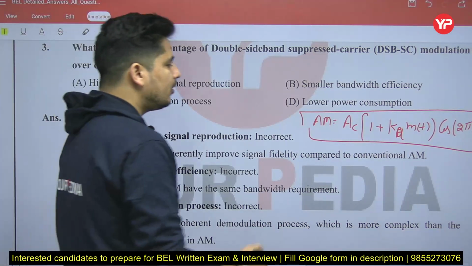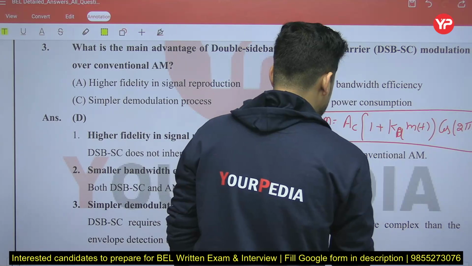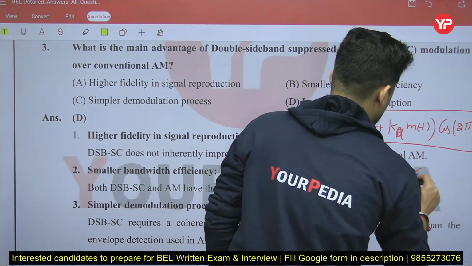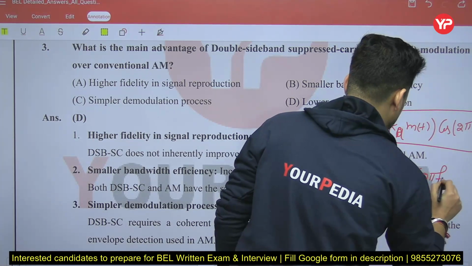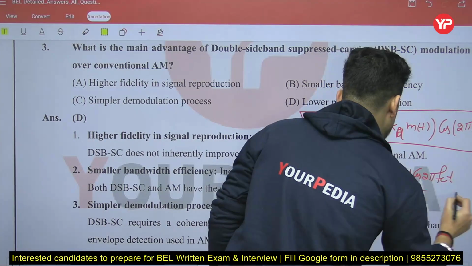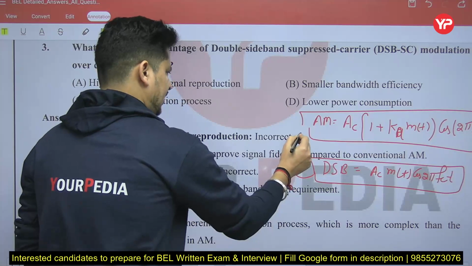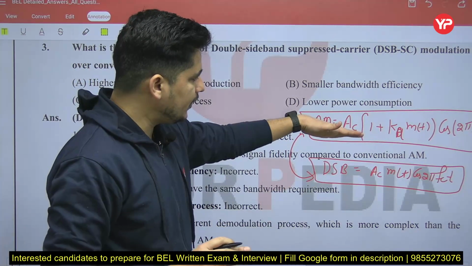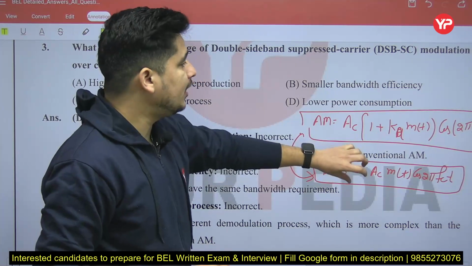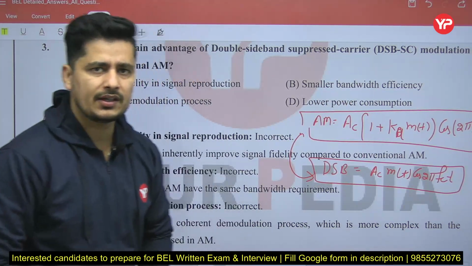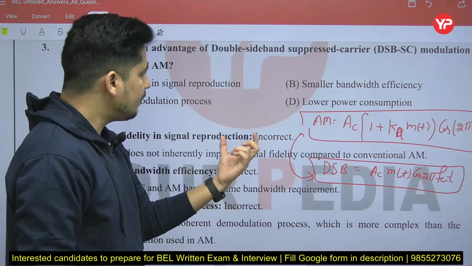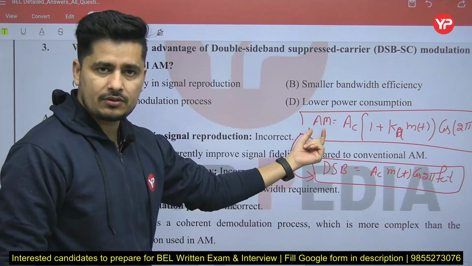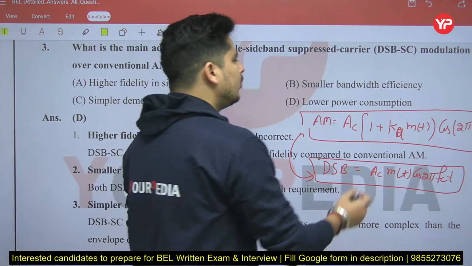If I am talking about the DSB signal, the DSB signal is Ac m(t) cos(2π fc t). This is your DSB signal. If I compare these two signals, there is no bandwidth change. The bandwidth of the AM signal and the DSB signal are the same. But the main advantage of the DSB signal is that its power consumption is lower than conventional AM because we remove the carrier part.